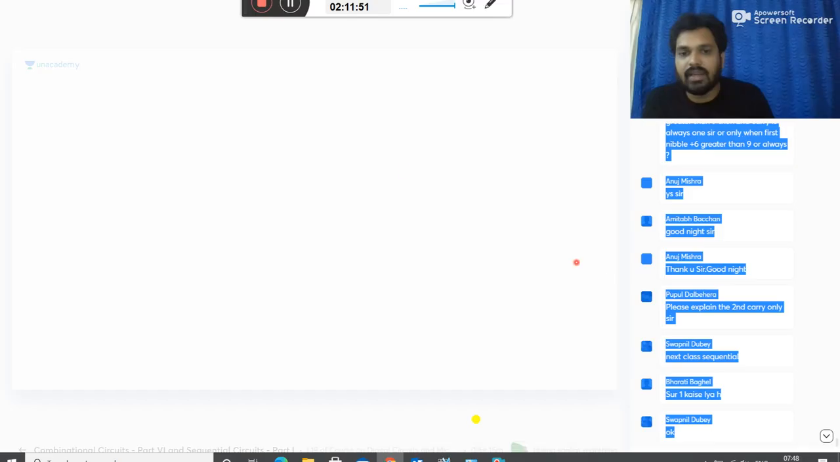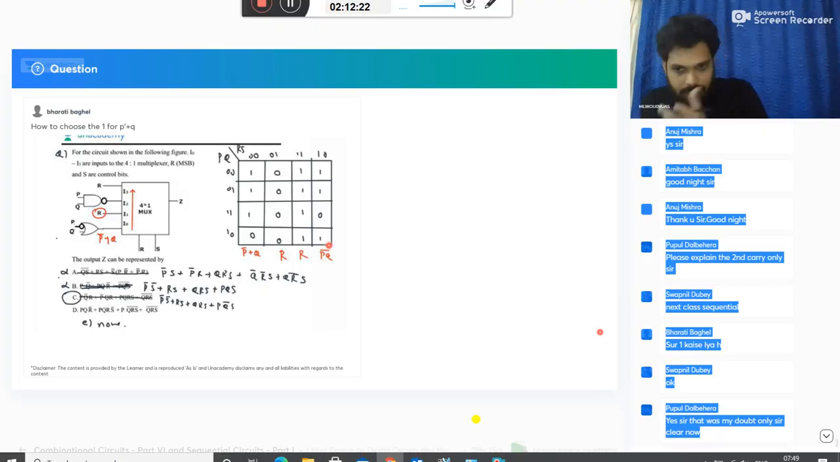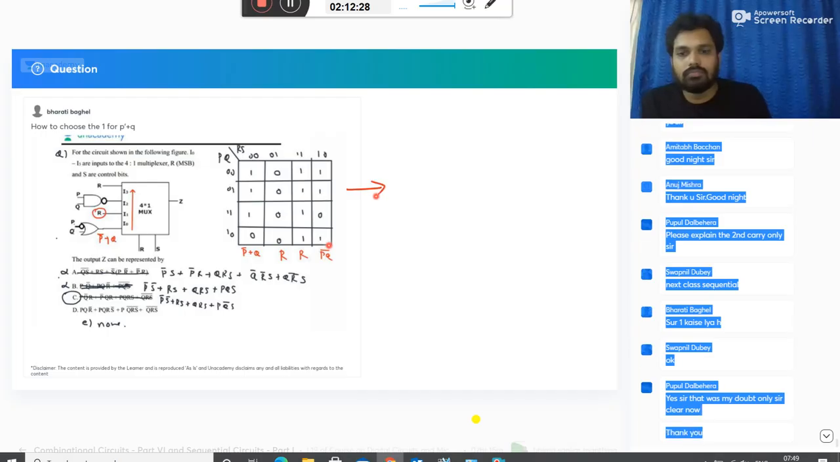Okay, people. Second carry will come after the second addition, whenever you are adding 6 to the next number, if it is greater than 9, greater than your range. Just take a few decimal examples, you can derive your own result, people. If it is not cleared, also no problem. Just ask me on Telegram also.